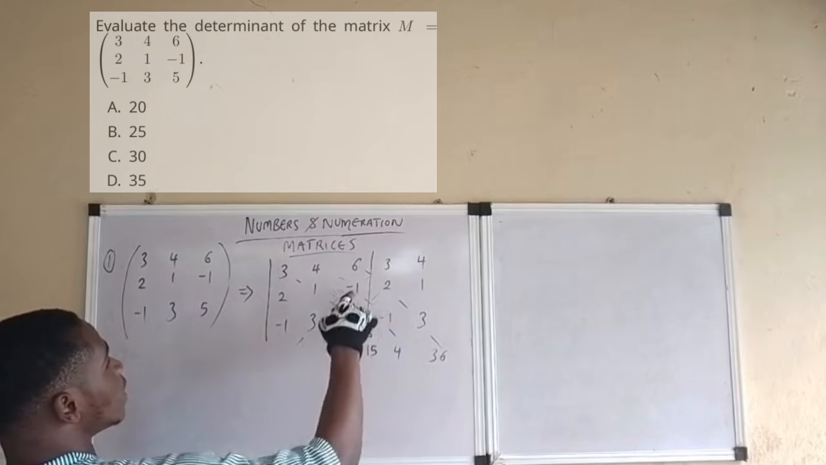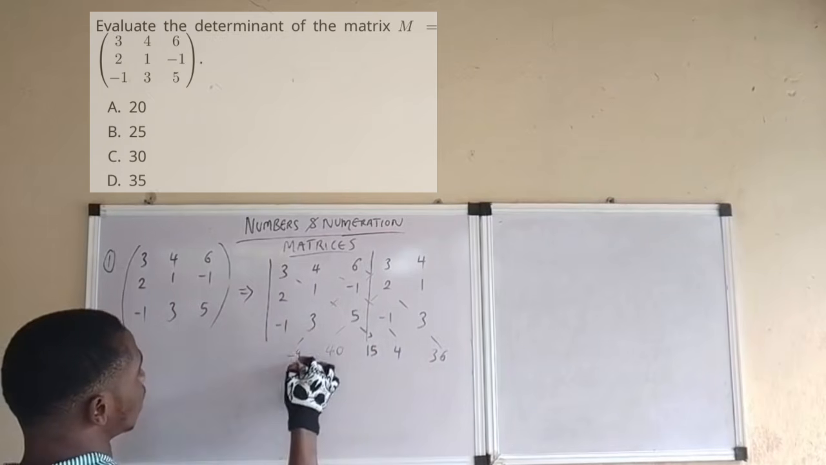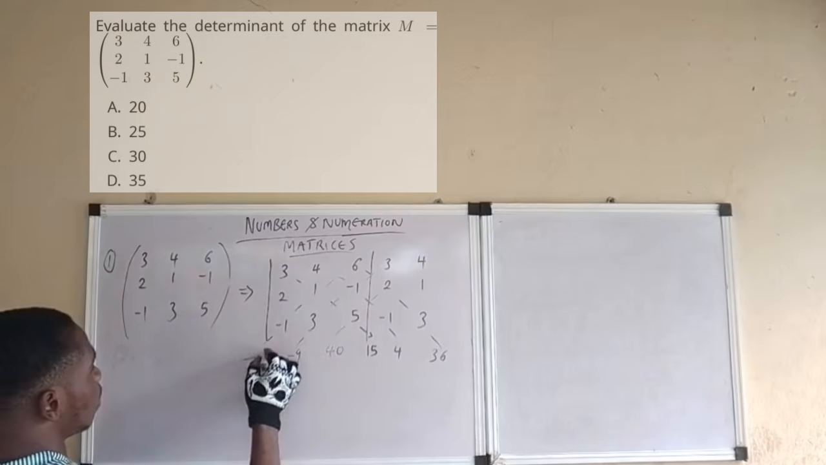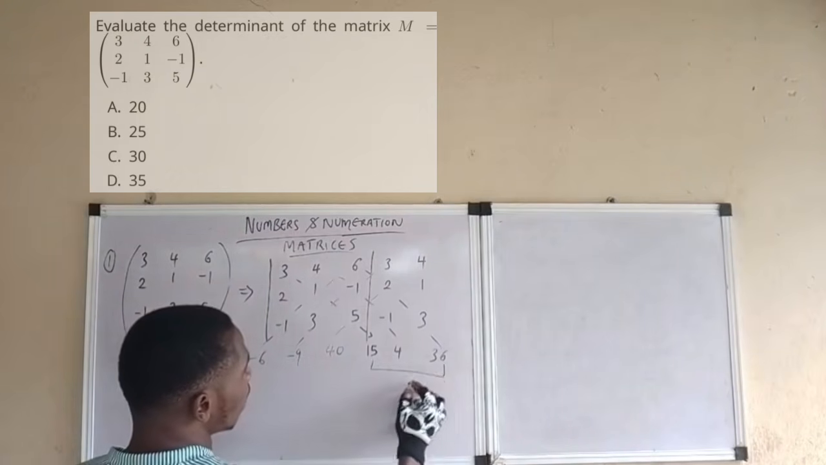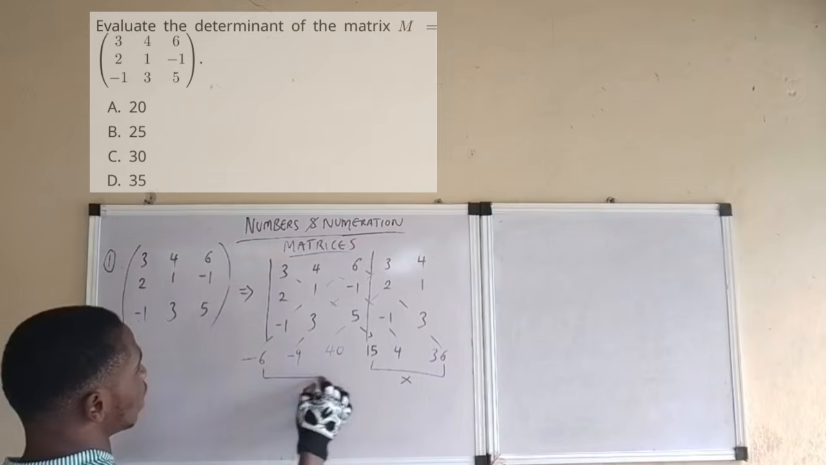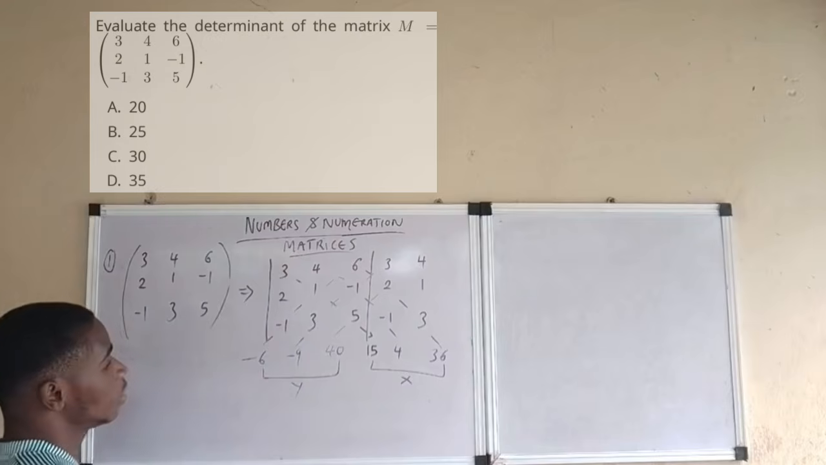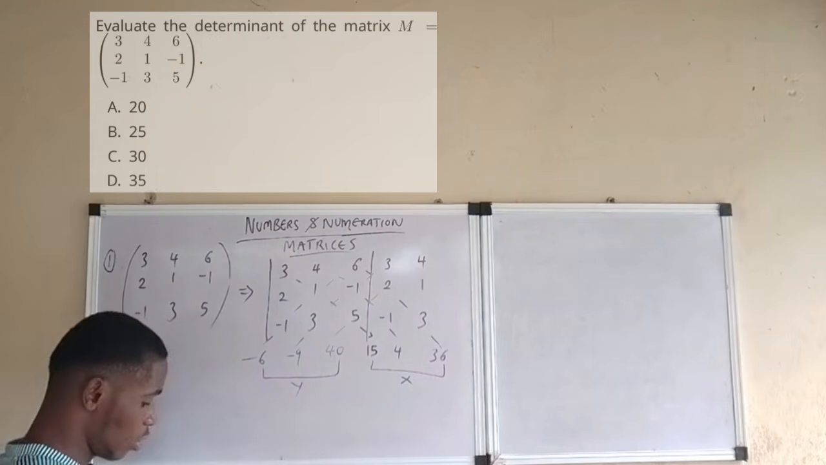All right? 3 times minus 1 is minus 3, times 3. That's minus 9. All right? Now we have 6 times 1 times minus 1. That's going to give us minus 6. All right? Now the values that you have here are referred to as x, and the values that you have here are referred to as y. So the determinant of this matrix will be the sum of the values of x minus the sum of the values of y. Do you understand?